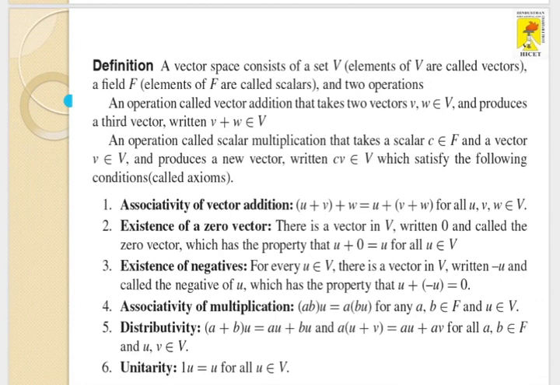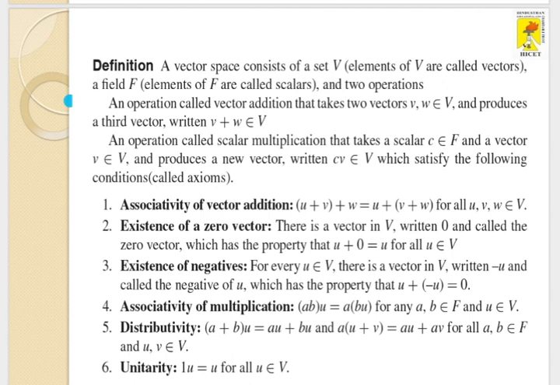The definition of vector space: it consists of a set V and a field F, which are scalars, and two operations. First operation is vector addition, that takes two vectors v and w in V and produces a third vector written as v plus w belongs to V. Next is an operation called scalar multiplication, that takes a scalar c belongs to F and a vector v in V and produces a new vector cv belongs to V, which satisfy the following conditions.